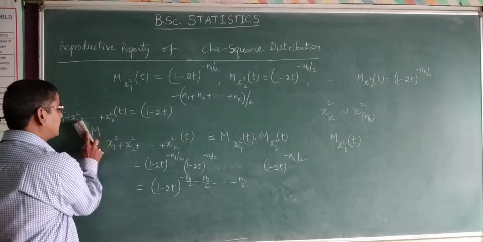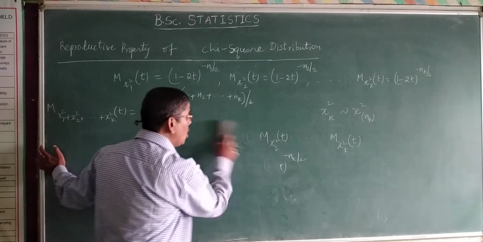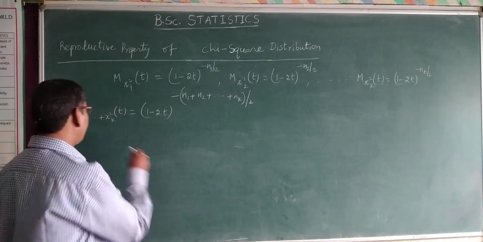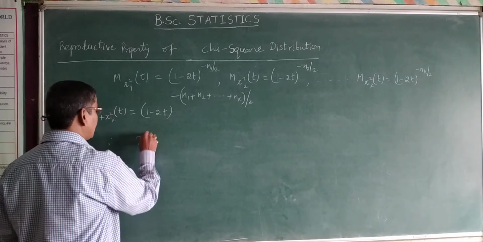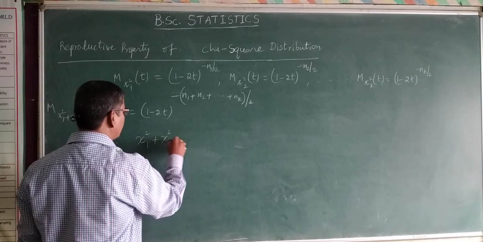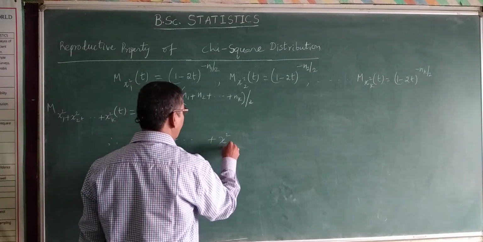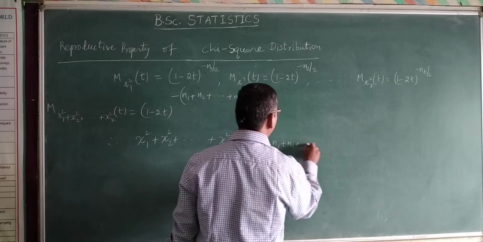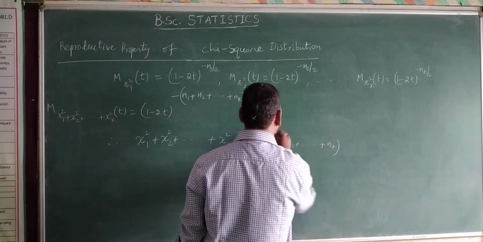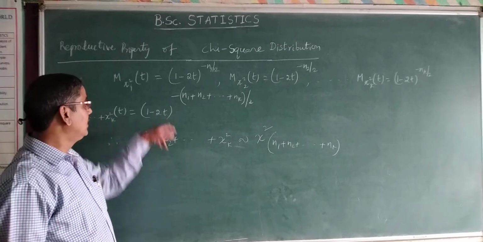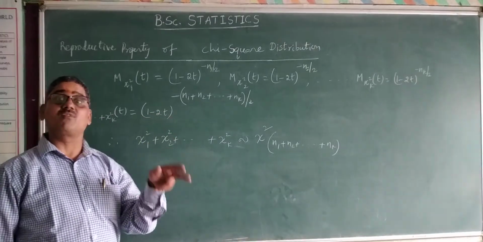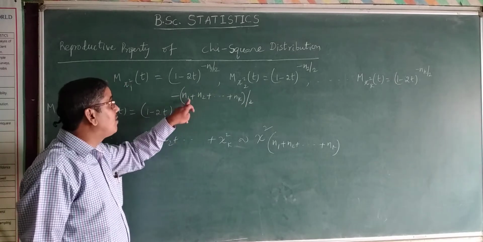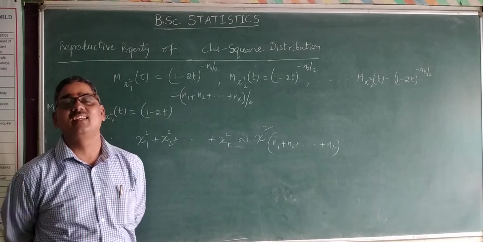From this we can state, by the uniqueness theorem, that chi-square 1 plus chi-square 2 plus and so on plus chi-square k follows a chi-square distribution with n1 plus n2 plus and so on plus nk degrees of freedom, since the moment generating function of chi-square is (1 minus 2t) to the power minus n divided by 2, where n is now n1 plus n2 plus and so on plus nk.